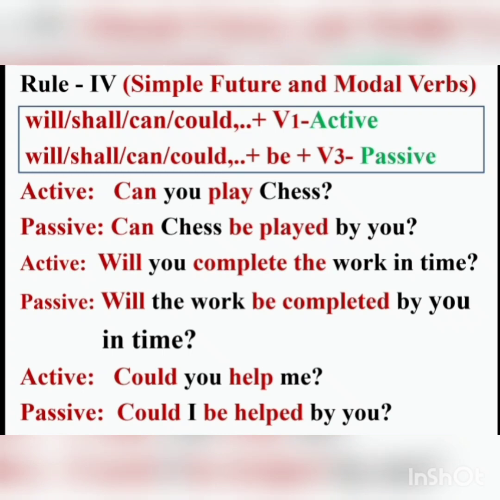Here the subject is you and the object is chess. Can chess be played by you? Next one, will you complete the work in time? And the passive will be, will the work be completed by you in time? And the third example is, could you help me? See the pronoun changes. Me will change into I. Could I be helped by you?